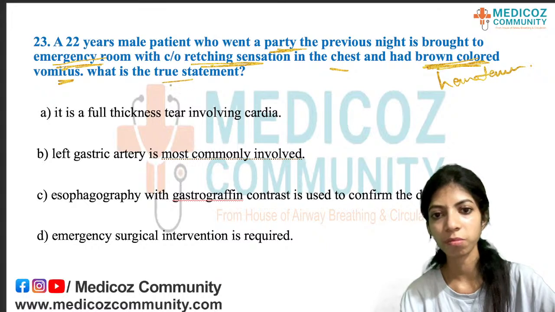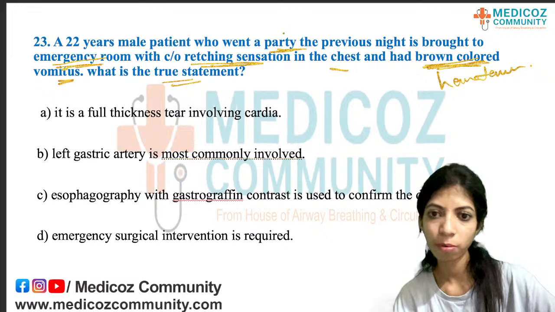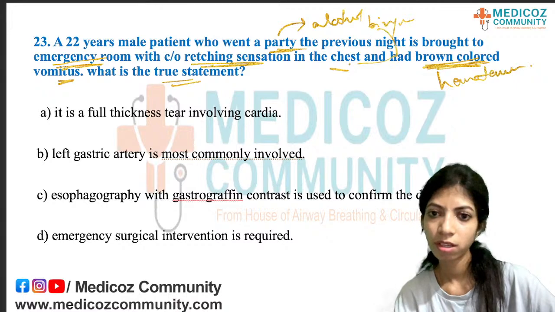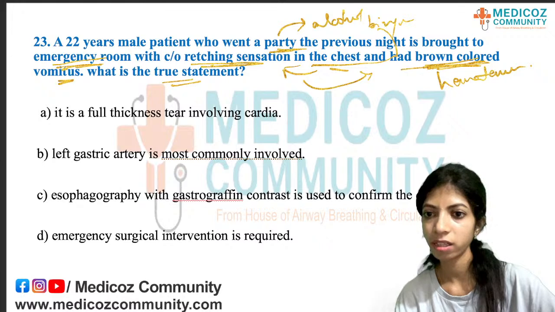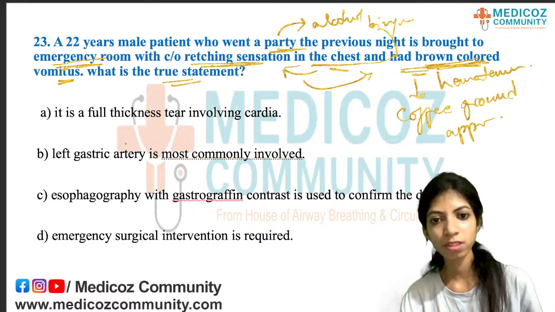What is the true statement? So what is this all pointing towards? He went to a party. He probably had this alcohol binge, which led to this retching sensation, and due to that this brown colored hematemesis, which is the coffee ground appearance of the vomitus. So what is the true statement?